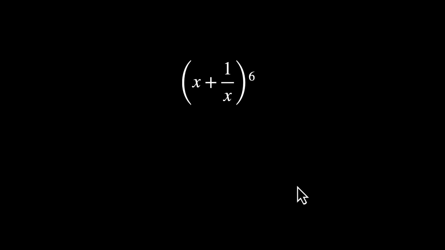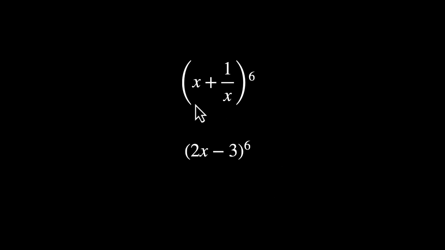In this video, we'll solve two problems using (a + b)^n and (a - b)^n. The first one is (x + 1/x)^6 and the next one is (2x - 3)^6. Pause the video, try this on your own and then we'll do it together. Okay, so let's get started.